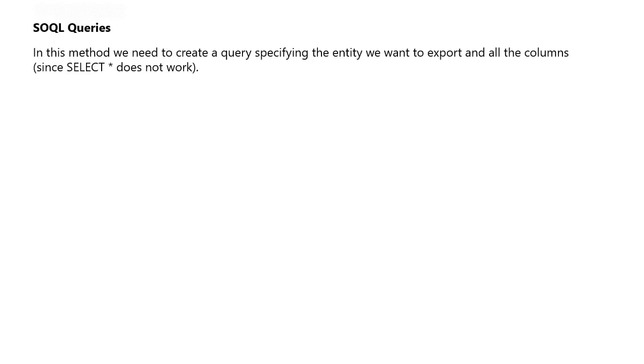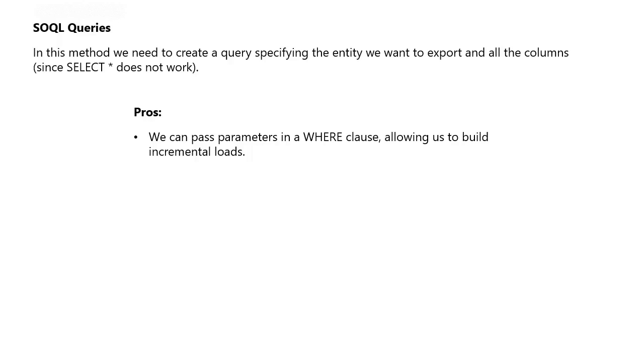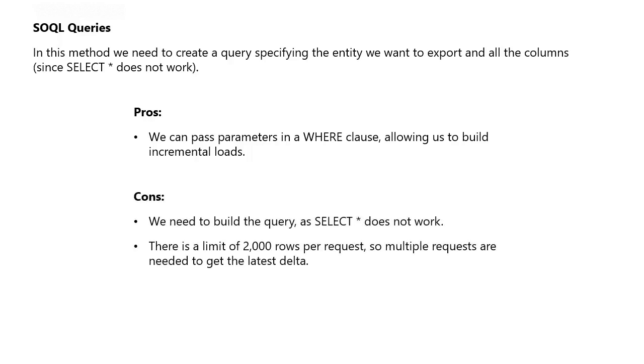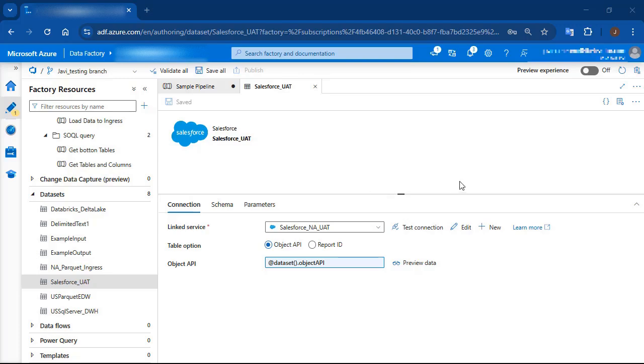Okay, we go now to the SOQL approach. In this method, we need to create a query specifying the entity that we want to export and all the columns. The pro is that we can pass parameters in a where clause, so we will be able to use this for incremental loading. And as cons, we need to build the query ourselves, specifying all the columns, as select star is not supported in SOQL. Also, there is a limit of 2000 rows per request, so multiple requests will be needed in order to get the latest delta. Let's review some pipelines I have prepared to review the two approaches.